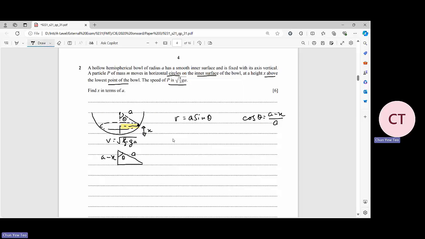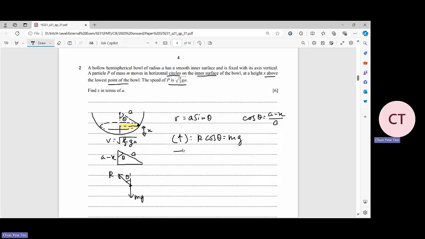Now, if we consider the vertical forces, the vertical component, then you have the particle. You can see that this will be the theta. This will be the mg. This will be your R. If you consider the vertical component, you will have R cos theta is equal to mg. I do not know the R. I also do not know the m. I also do not know the theta.